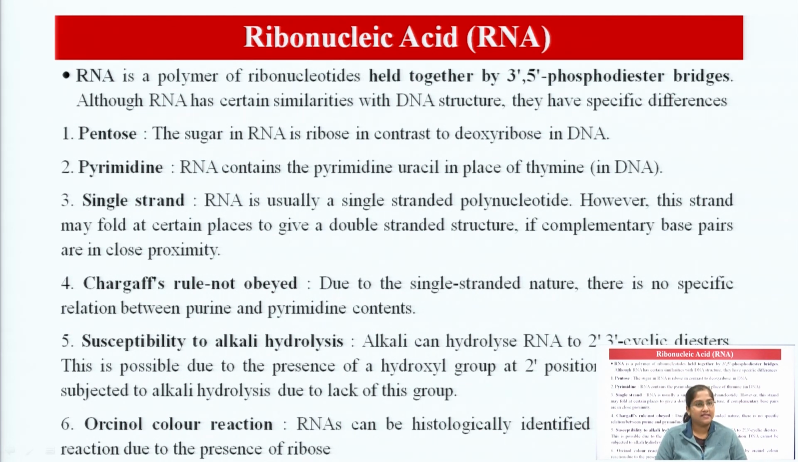Alkali hydrolysis can denature RNA because again it is an organic thing, it will be denatured if we change the temperature, change the pH, or do alkali hydrolysis. There will be hydrolysis of RNA and it will give the orcinol color reaction. It is very important that RNA can be histologically identified. Previously they were identified by treating the RNAs with orcinol.